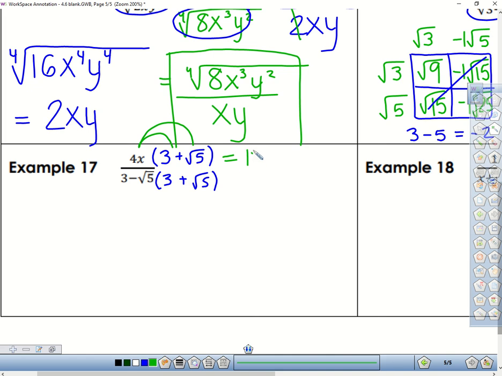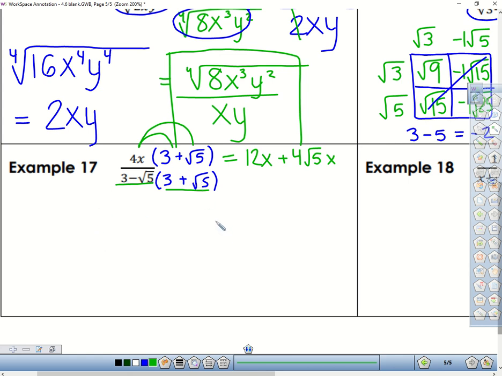Distributive, good. So this comes out to be 12x plus 4 radical 5x. I just use the distributive property to multiply that together. Everybody see why I picked what I picked? The reason is because these are what we call difference of squares. And they're useful because whenever you multiply difference of squares together, you're always going to cancel out those middle terms, so that the roots go away. That's why we do it.